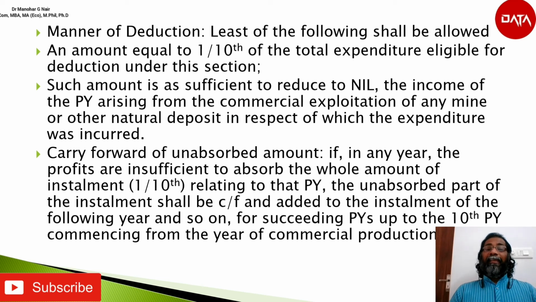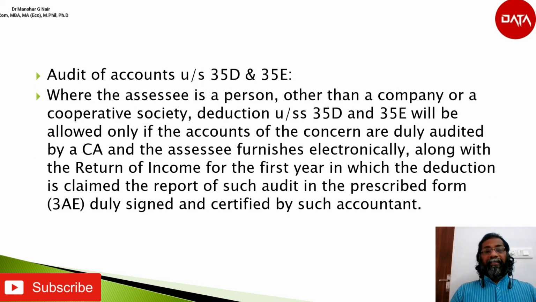Carry forward of unabsorbed amount. If in any year the profits are insufficient to absorb the amount of the installment, that is the 1/10th, relating to that previous year, the unabsorbed part of the installment shall be carried forward and added to the installment of the following year and so on for succeeding previous years up to the 10th previous year, commencing from the year of commercial production.